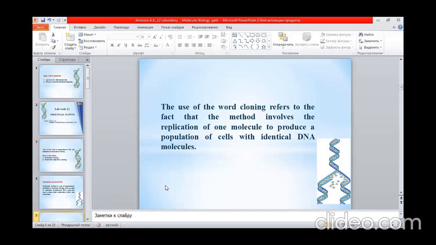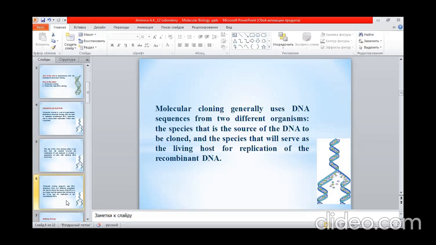The use of the word cloning refers to the fact that the method involves the replication of one molecule to produce a population of cells with identical DNA molecules. Molecular cloning generally uses DNA sequences from two different organisms. The species that is the source of the DNA to be cloned, and the species that will serve as the living host for replication of the recombinant DNA.